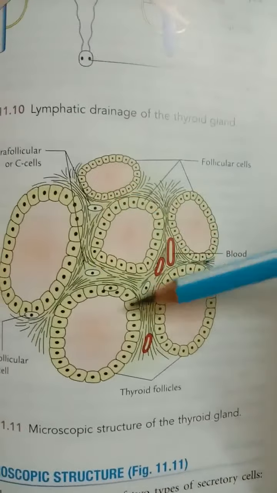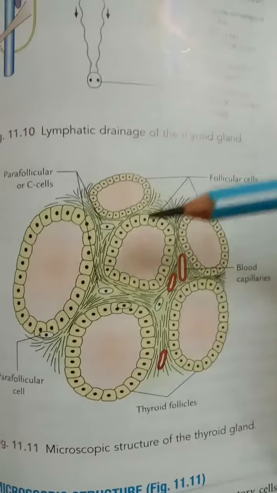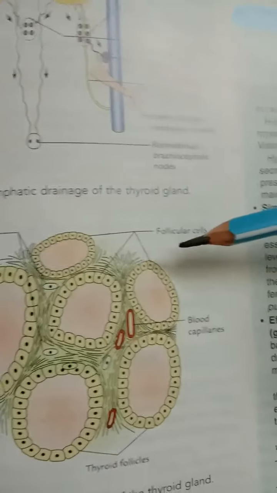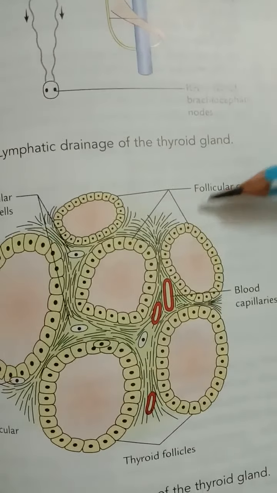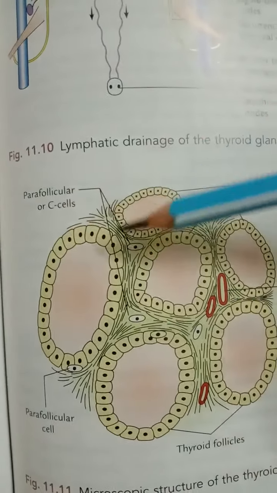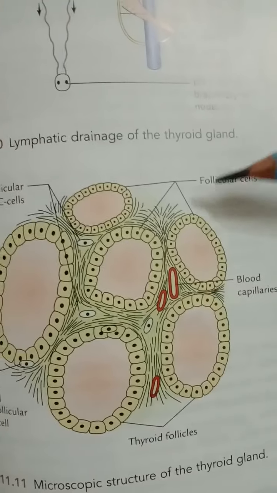The thyroid gland consists of two types of secretory cell, the follicular cell and the parafollicular cell. Here you can see the follicular cells are present, and this one is the parafollicular cells. So that is the follicular cell.